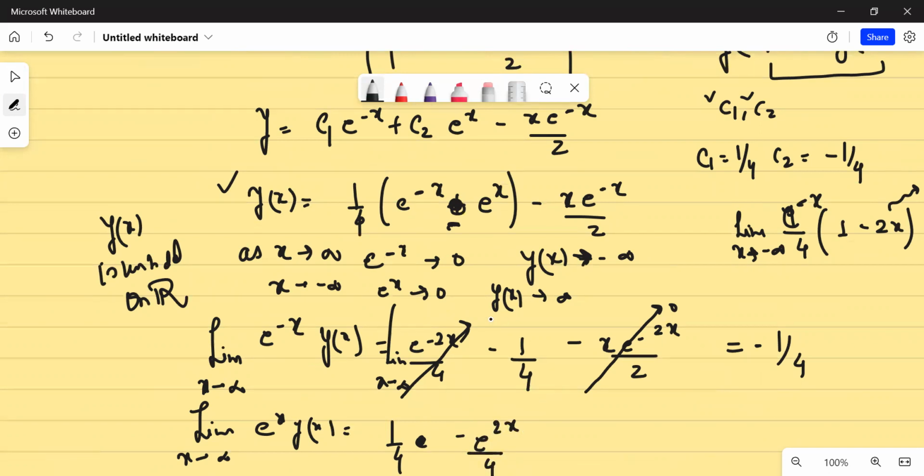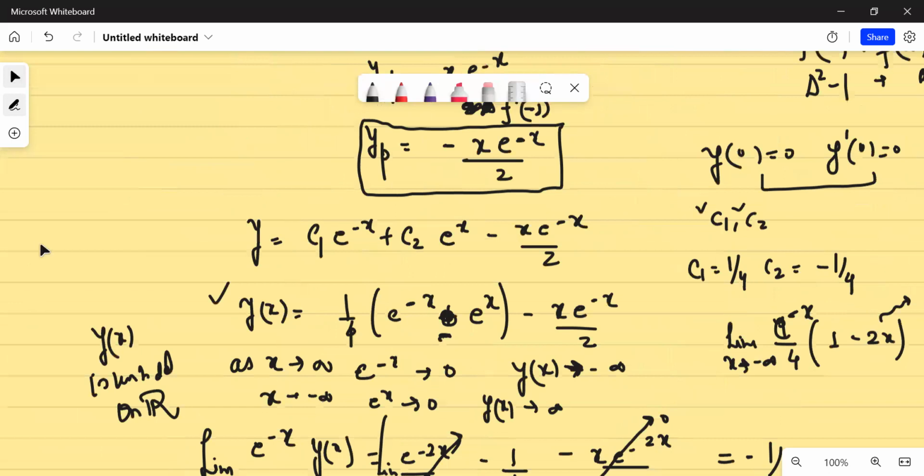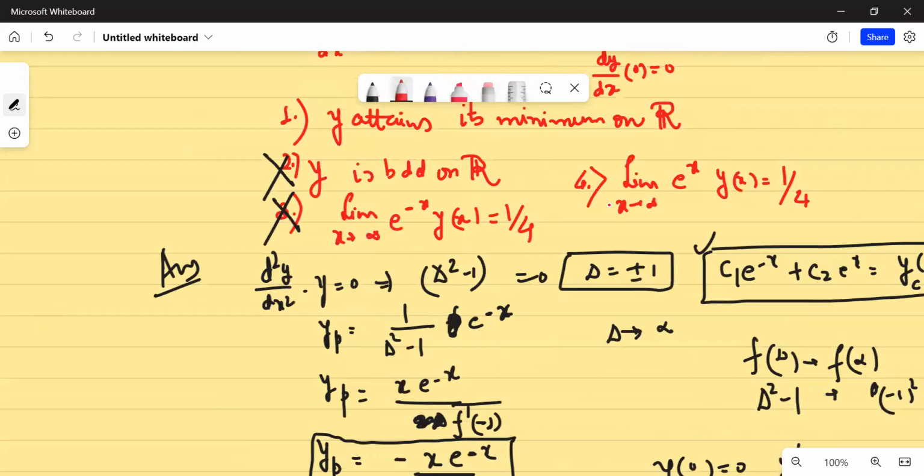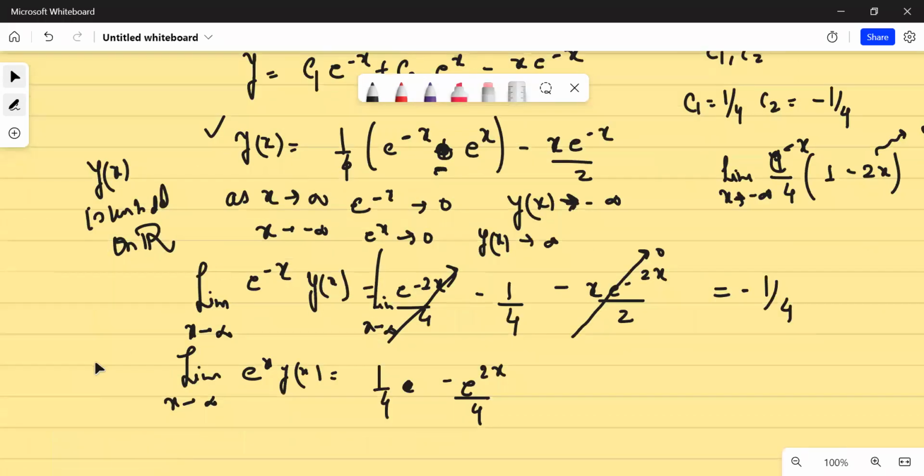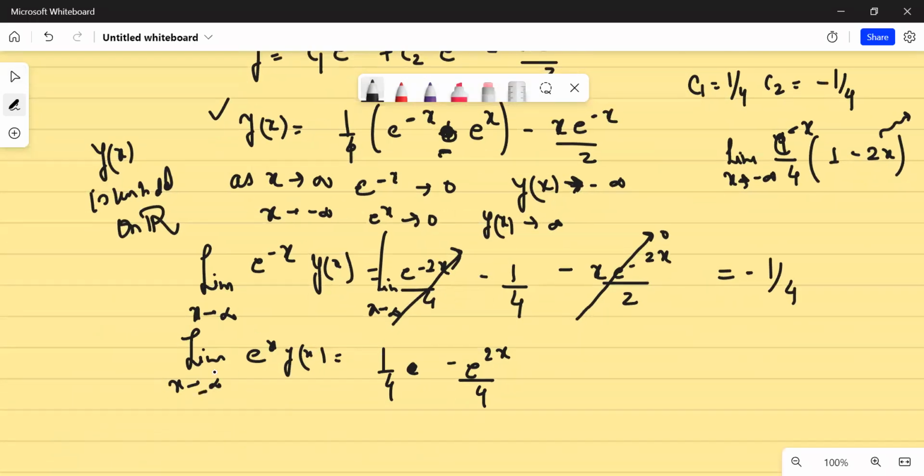e की power 2x divided, I think it should be minus infinity here. It is minus infinity. So let us do it for minus infinity. Okay, sorry. So if I do it for x tending to minus infinity, this is like e की power x into e की power minus x. This will become 1 by 4. And this will be e की power 2x upon 4. Then the last term would be x. In any case, this is not going to work.